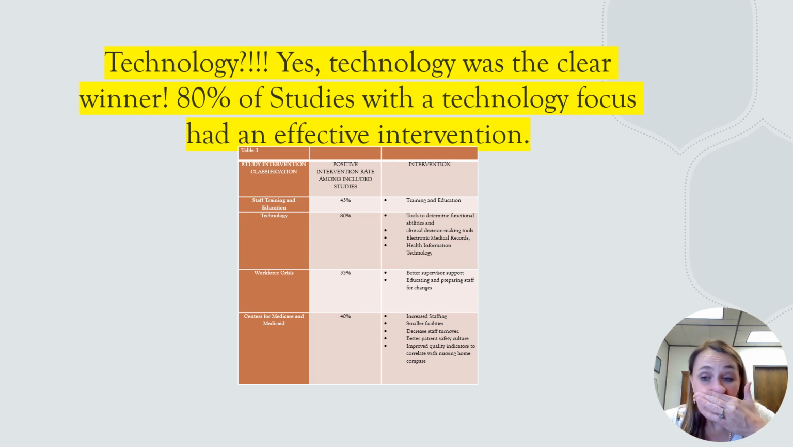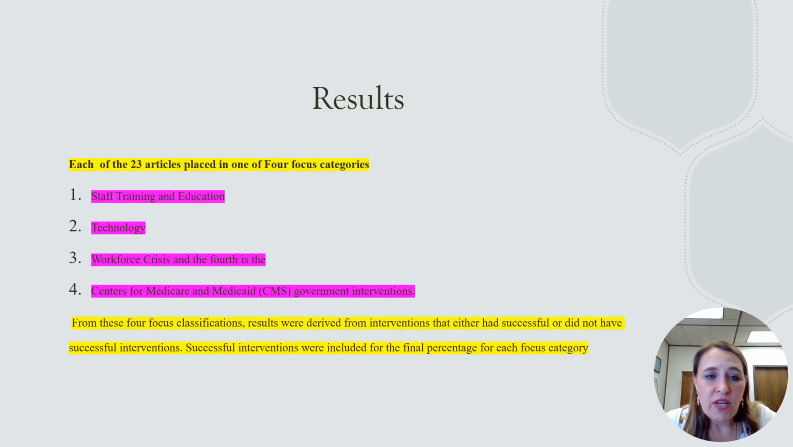So what I did is I separated all of the articles into 4 focus groups, depending on what types of interventions they were trying to implement. And then at the end of the article, you can tell if the implementation of these interventions was effective or if it wasn't effective. And so I just looked at the percentage of studies in each focus group that had effective interventions. So for staff education and training, it was 43%, technology was 80%, workforce crisis was 33%, and CMS interventions were 40%. So technology was the clear winner at having the most effective interventions.